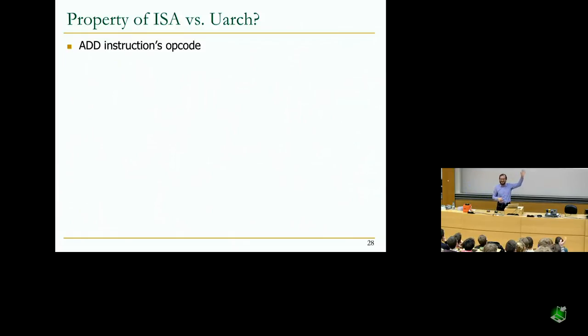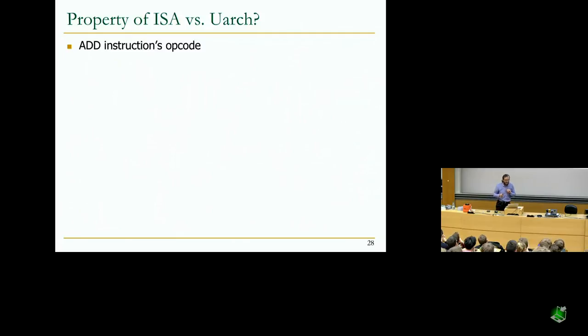Who says ISA? Okay, who says microarchitecture? Okay, no one, that's good. Who abstains? Okay, some people abstain. It's really ISA, right? Because the add instruction's opcode gets exposed to the programmer. So the key litmus test is, does it get exposed to the programmer or some programmer?